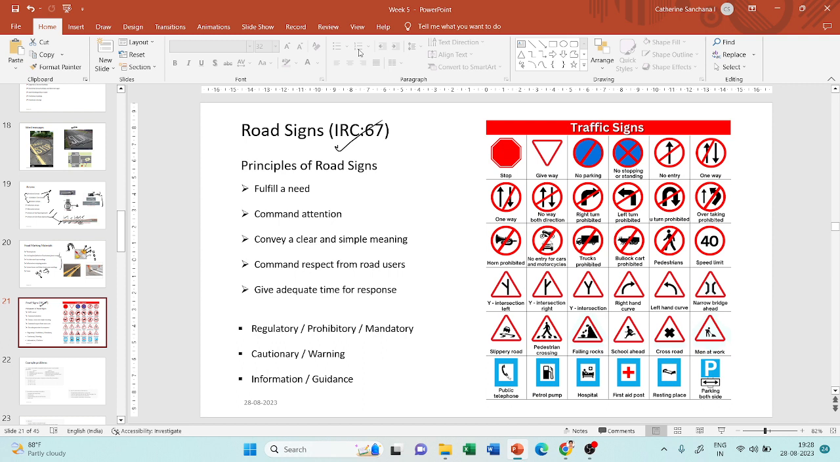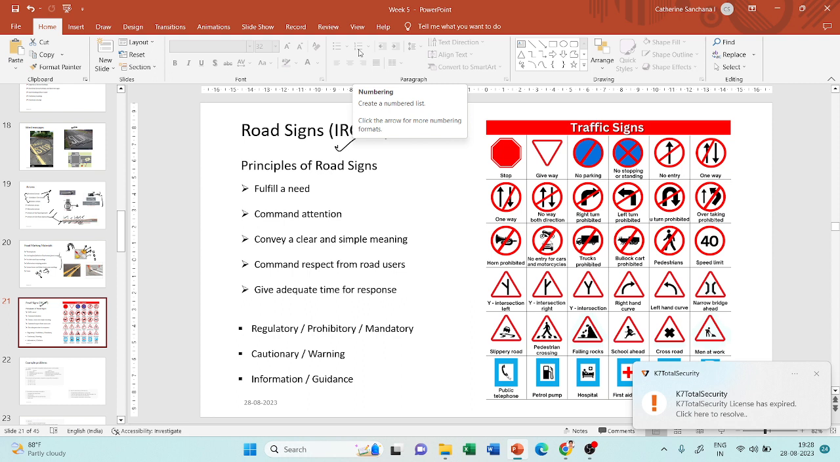Even if there is a stop road marking, we will be lenient compared to a stop sign provided by the side of the roadway. So signs serve the same purpose as road markings, but they provide many more additional information and warnings which cannot be conveyed by road markings.